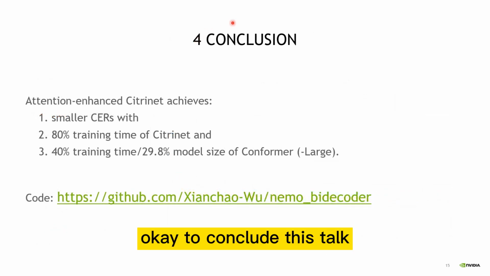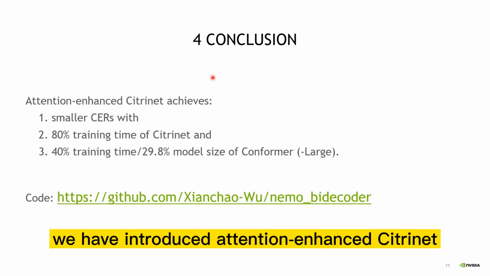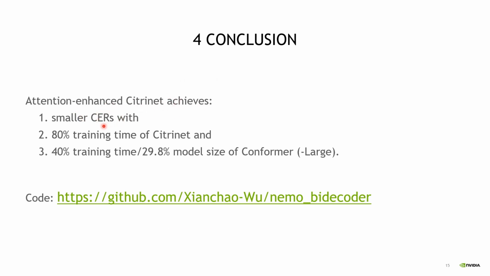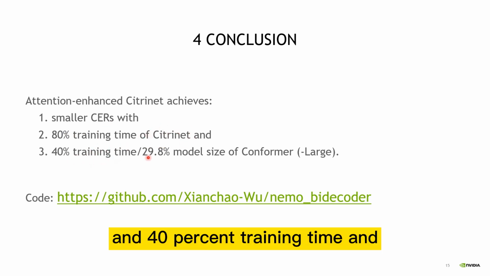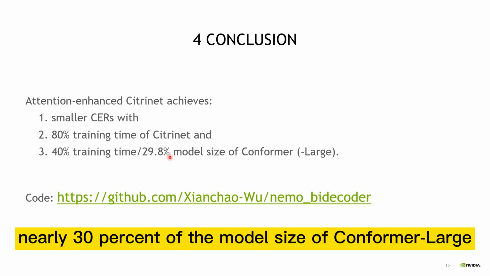Okay, to conclude this talk, we have introduced the attention enhanced Citrinet, which has smaller CER with only 80% of the training time of the Citrinet baseline, 40% of the training time, and nearly 30% of the model size of Conformer large.